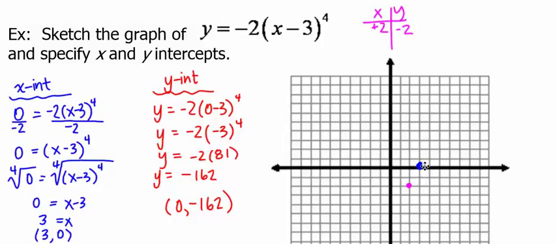Now I'm going to put a 4 in for x. 4 minus 3 is 1. 1 to the 4th power is... I'm sorry. 1 to the 4th power is 1. 1 times -2 is -2. So when we put a 4 in, we get a -2 out. And what you'll find is exactly what I was talking about.